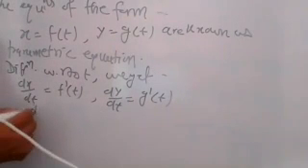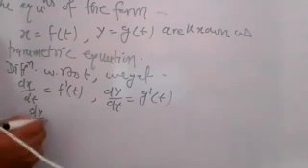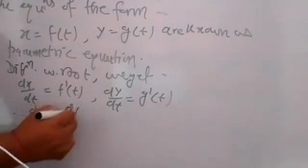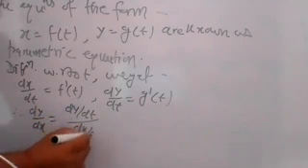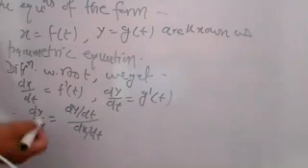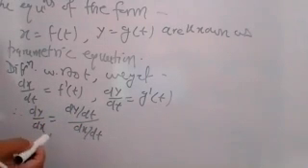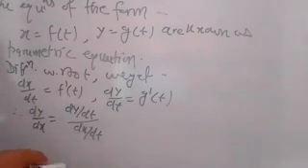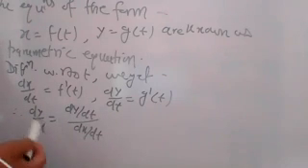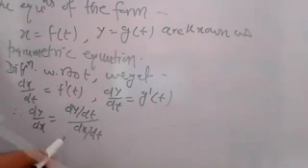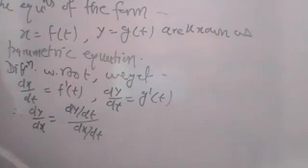So the value of dy by dx is obtained by dividing dy by dt upon dx by dt. So here you divide the value of dy by dt by dx by dt. So here you have the derivative dy by dx in this way. Understand? These are the steps used to find the derivative of a parametric equation.